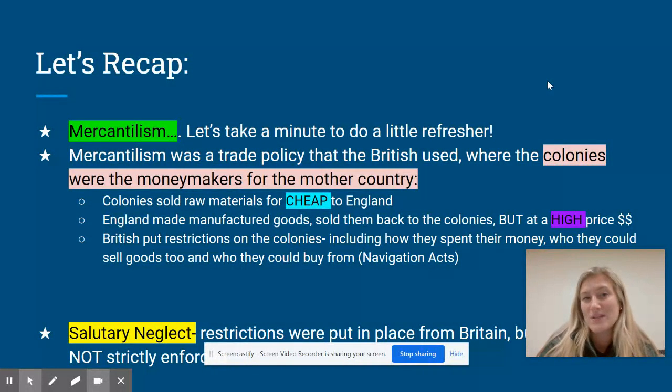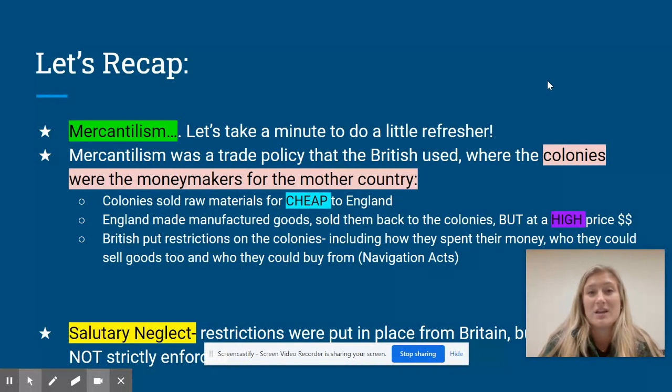But let's talk about salutary neglect. So although these rules were put into place, they were rarely enforced by the British. The reason why was because sending someone from Britain to the colonies was expensive. Okay, so sending someone there to the colonies to go monitor to make sure that these navigation rules were being followed often didn't happen. So we enter this period of salutary neglect, this time when the rules were put in place, but they weren't enforced.